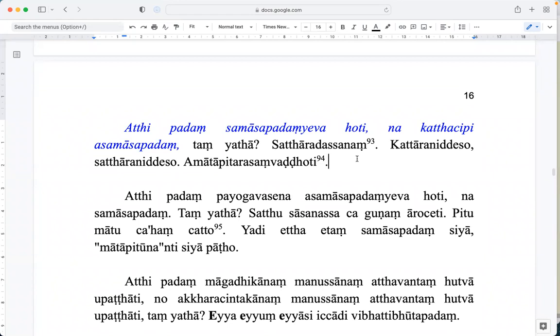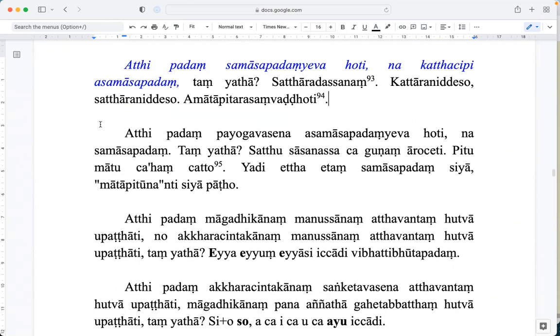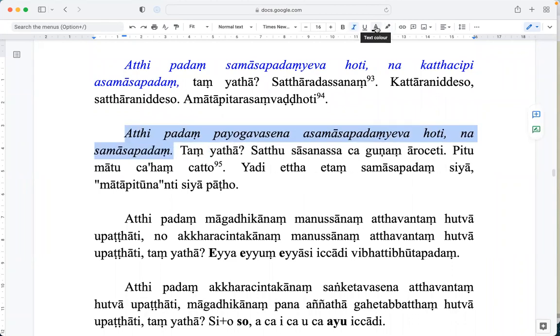Okay, so next. Ati padan bayoga wasena asamasa padan yewa hoti na samasa padan. In accordance with the example, asamasa padan yewa hoti means it is only an uncompounded word, not samasa padan, not a compounded word, based on context, bayoga wasena.